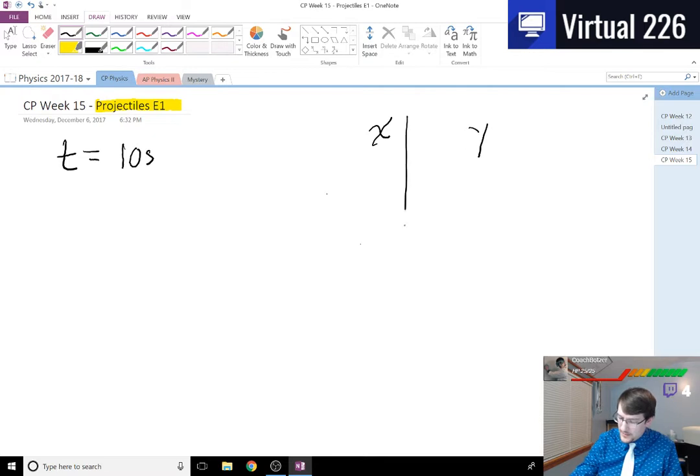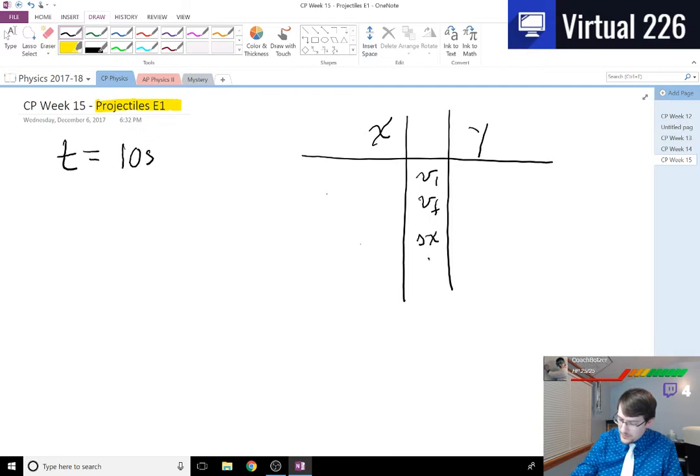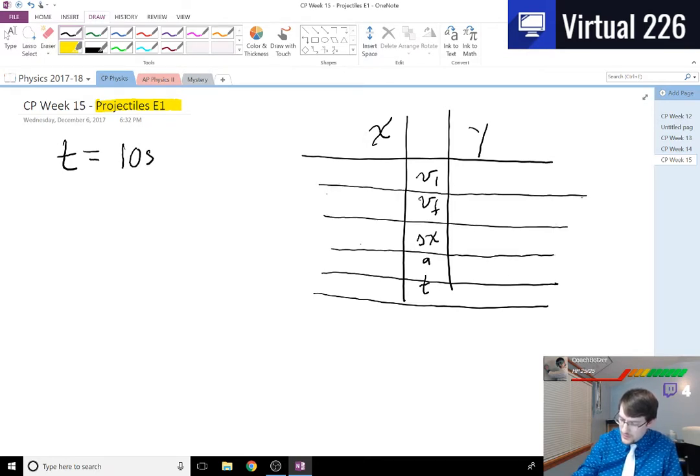So if I set up the xy, same thing as always, vi, vf, delta whatever, acceleration and time. We play our whoosh, whoosh, whoosh game. We know the negative 9.8. We know the 0. And in this case, we have the time, so we can put in 10 seconds into both sides.